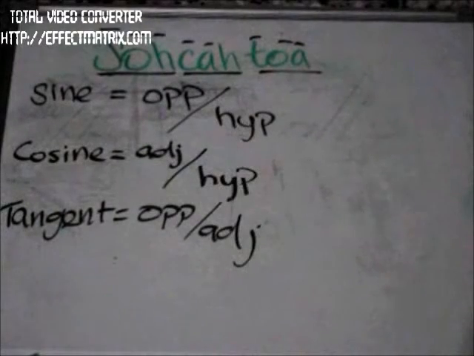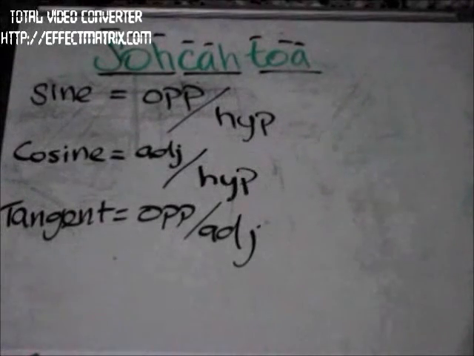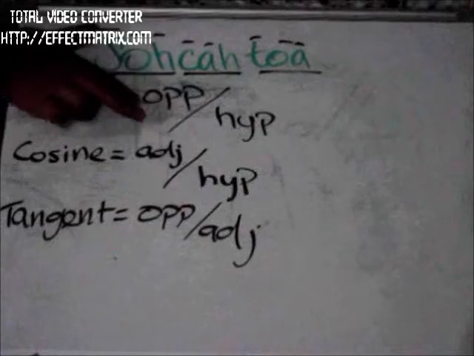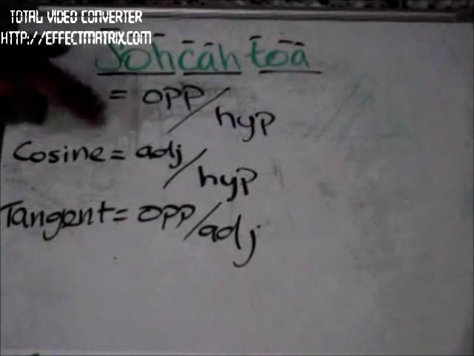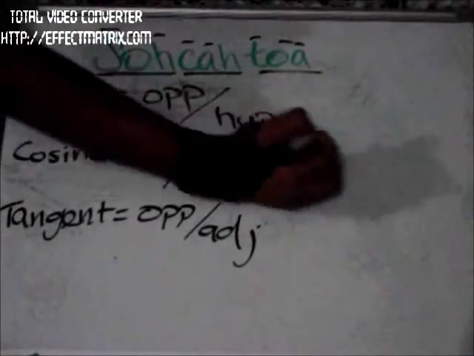Hey guys and girls, we meet again! And this time, before we start with the exercises, I will teach you a new word, SOHCAHTOA. What does it mean? Well, SOH means the sine is equal to the opposite side over the hypotenuse, and CAH: the cosine is the adjacent side over the hypotenuse.